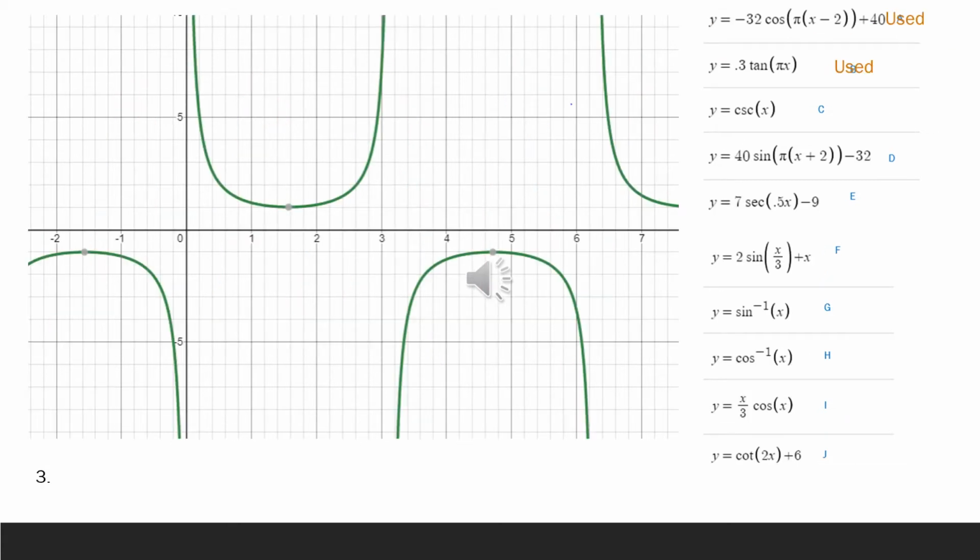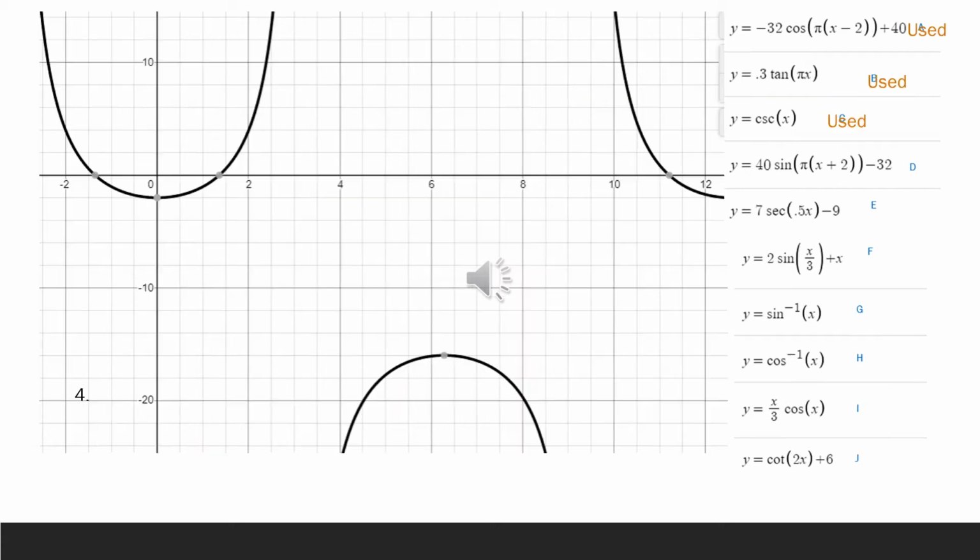This graph looks to be just regular cosecant. I have vertical asymptotes at 0 and pi and 2 pi. The line of equilibrium appears to be y equals 0, and the distance between the bottom and tops of the u's looks to be 1. So C, basic cosecant.